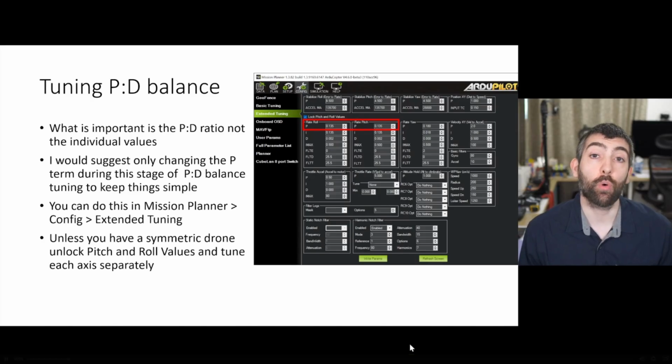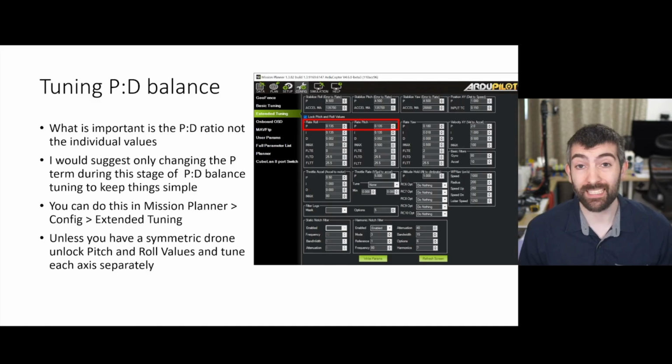It's important to know when tuning the PD balance that it is the ratio between the p-term and d-term that is important, not the individual values. I would suggest only changing the p-term while you're tuning the PD balance, because that will keep things very simple. And if you change the p-term, of course, you're changing the ratio between the p and the d terms. You can do this in Mission Planner config extended tuning, and you can just move the p-term up and down.